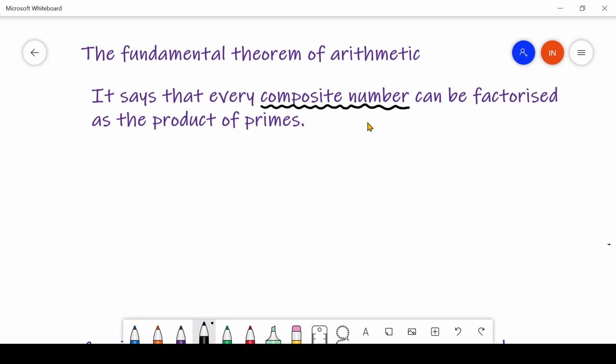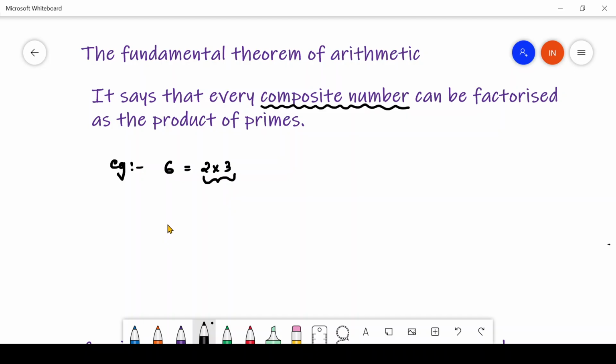So let me explain to you with an example again. As an example, 6. How can we factorize this? We can write it with the factors 2 and 3. So 2 into 3. Both are prime numbers. So this is the product of primes, right?